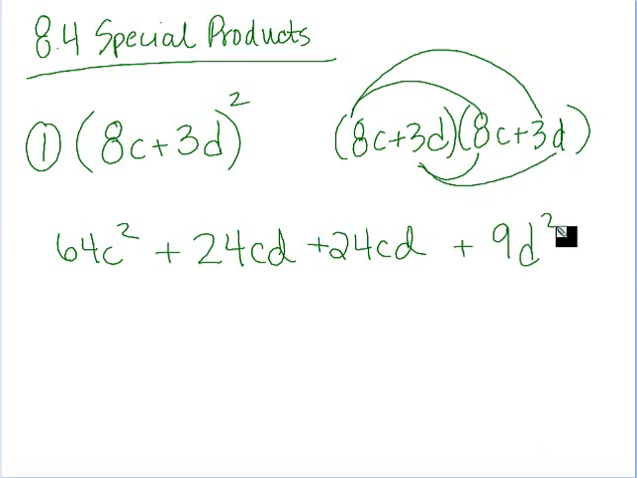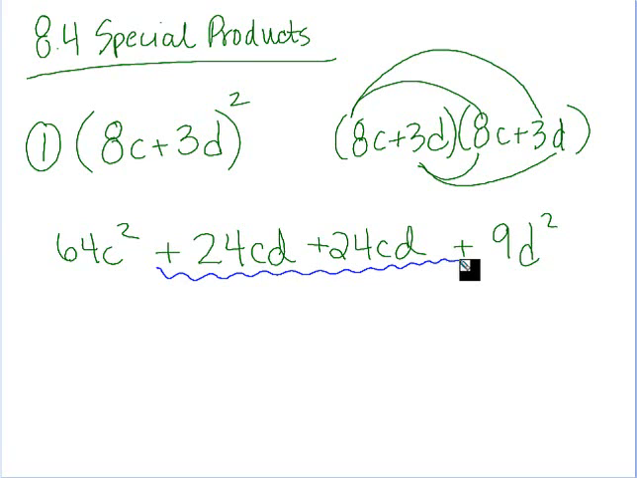Now, one of the reasons why this is called a special product is because we get a pattern when we multiply this out. What do you notice about these two middle terms? They're common, and what else? Well, they're exactly the same, right? Yeah, these are exactly the same, 24cd. That's going to happen when we have special products: our two inner terms will always be the exact same thing.